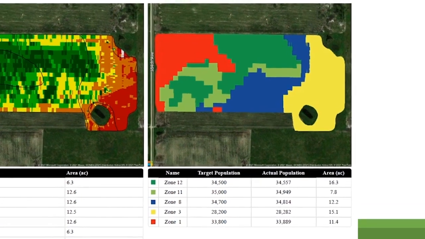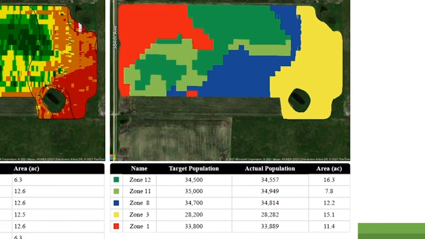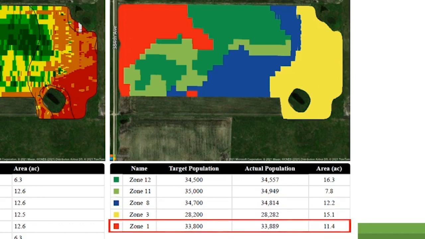In this management zone image, you will see the field broken out into zones. We know that zones 11 and 12 are our most productive zones. Zone 8 is a moderate producing zone. Zone 3 is a lower producing area, and Zone 1 is a ridge or higher elevation zone.